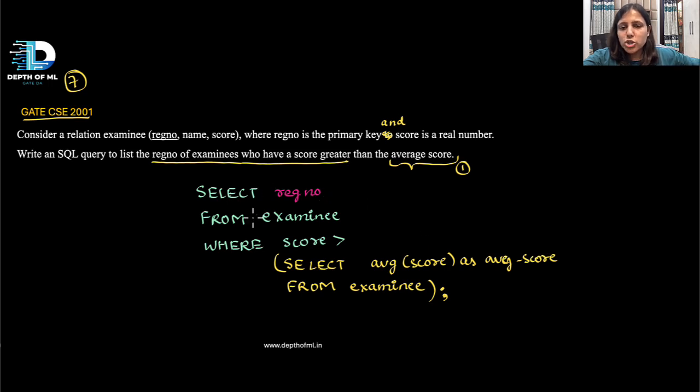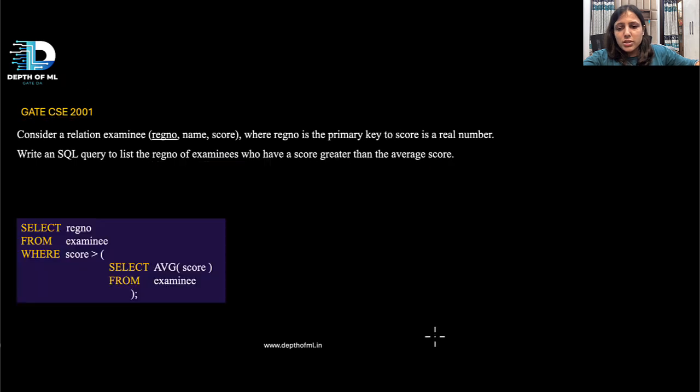So it's saying select registration number from examinee where score is greater than. There is a nested query. So this full thing is a nested query, right? So this is the inner query. Inner query calculates the average score. Fine. So this is how we write this. So you have select registration number from examinee where score is greater than, select average score from examinee. Fine. Okay. Now let's look at the 8th question.